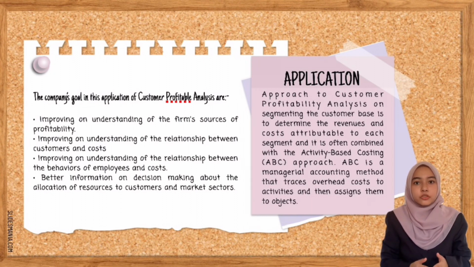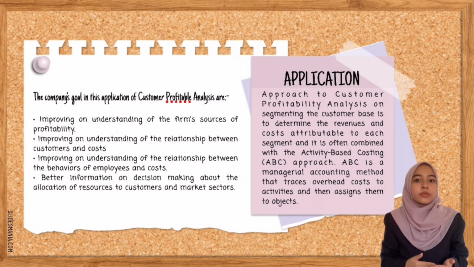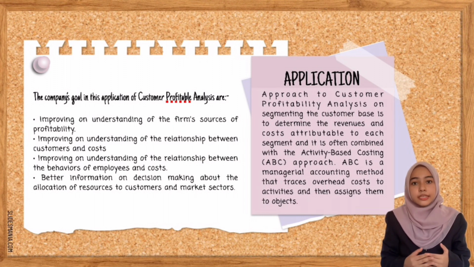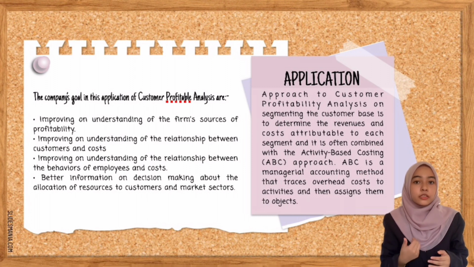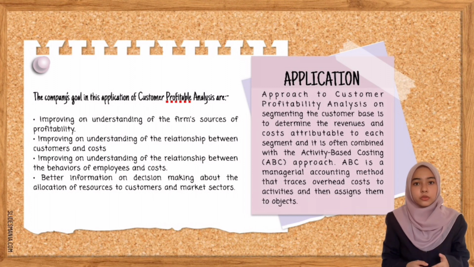Generally, the approach to customer profitability analysis is on segmenting the customer base to determine the revenue and cost attributable to each segment, and it is often combined with the activity-based costing (ABC) approach. ABC is a managerial accounting method that traces overhead costs to activities and assigns them to objects. In other words, it is a way to allocate indirect overhead costs to products or departments that generate these costs in the production process.